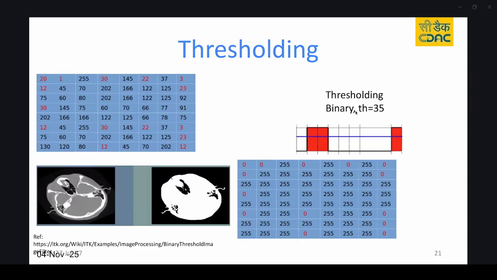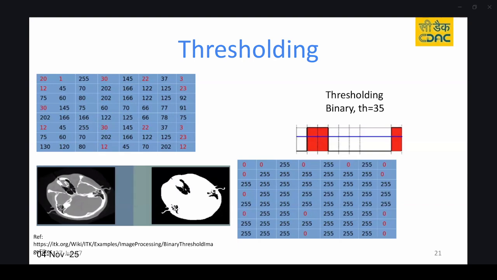threshold value equal to 35 means any number less than 35 in this input matrix will be converted to 0 in the output matrix. That's why you see these red numbers 21, 30, 22, 3, etc., which are less than 35 in the input matrix, become 0, 0, 0, 0, 0 in the output matrix. And any value greater than 35 in the input matrix will become 255 in the output matrix. That's what you see here, a lot of 255. So in short, the output matrix will only have 0 and 255 after thresholding.